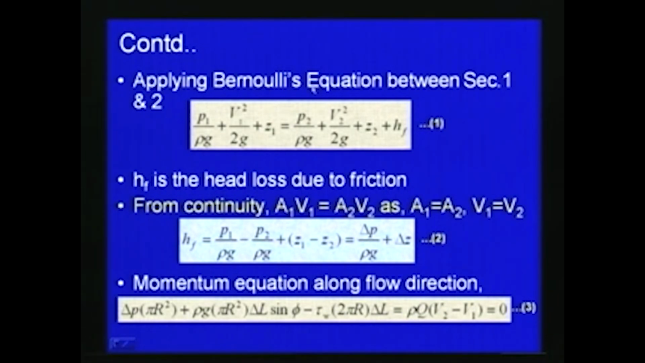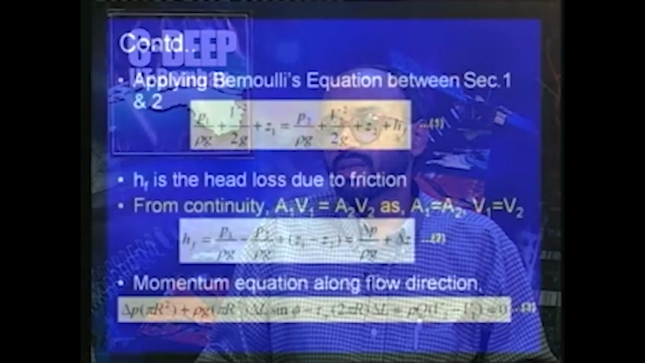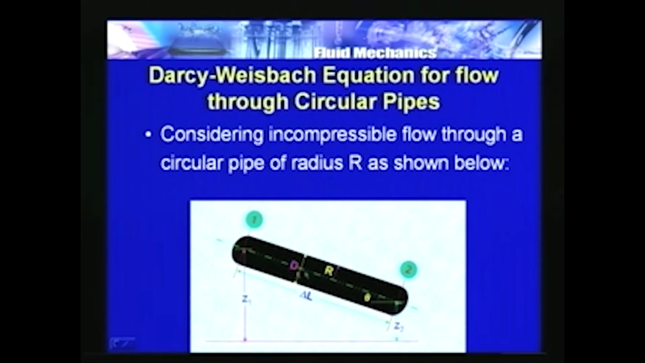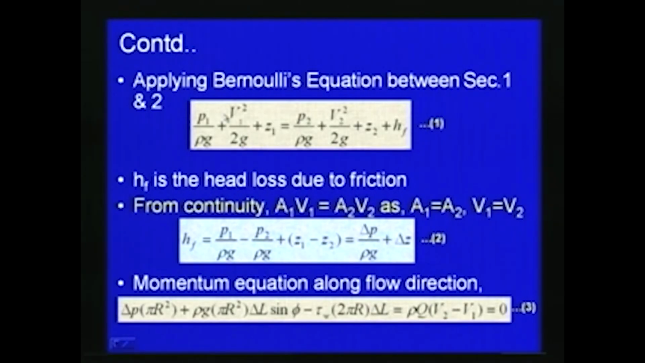By applying Bernoulli's equation between section 1 and 2, we can write P1 by rho g plus V1 square by 2g plus Z1 is equal to P2 by rho g plus V2 square by 2g plus Z2 plus HF. This is obtained from Bernoulli's equation. Here HF is the loss due to friction, or the viscosity effect, between section 1 and 2. Now HF is what we want to find out from this equation. From the continuity equation we can write A1 V1 is equal to A2 V2.